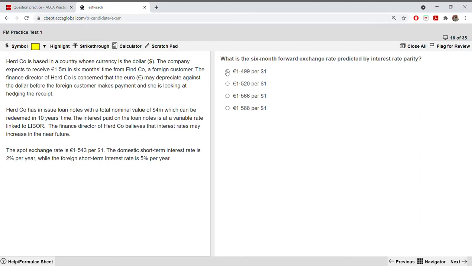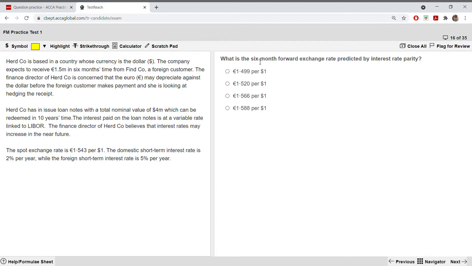I always say that it's better to read the four options or read the question before you read the case study or read the information. The reason is that when you read the requirements, you will better understand what information you need from the scenario. So the question is, what is the 6-month forward exchange rate? Now you can see the depth of it. Section A and B questions can be asked from anywhere in the syllabus. That's why it's important that you know the whole syllabus in financial management.